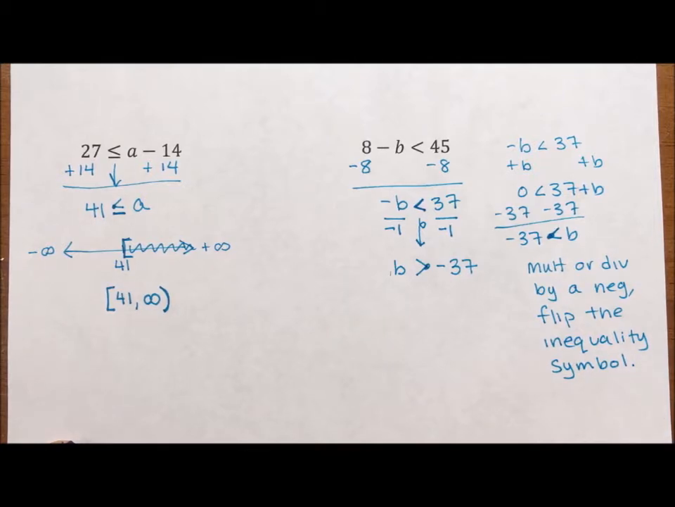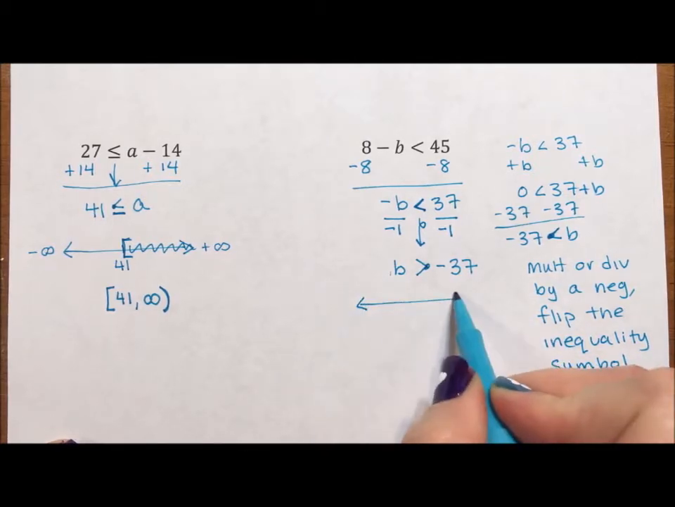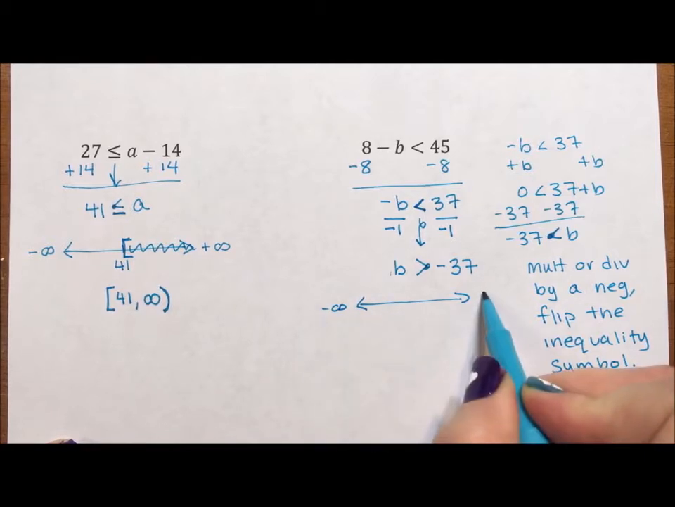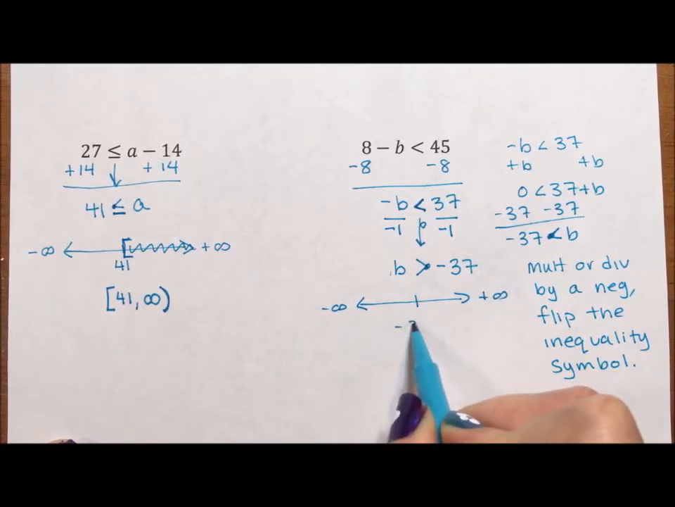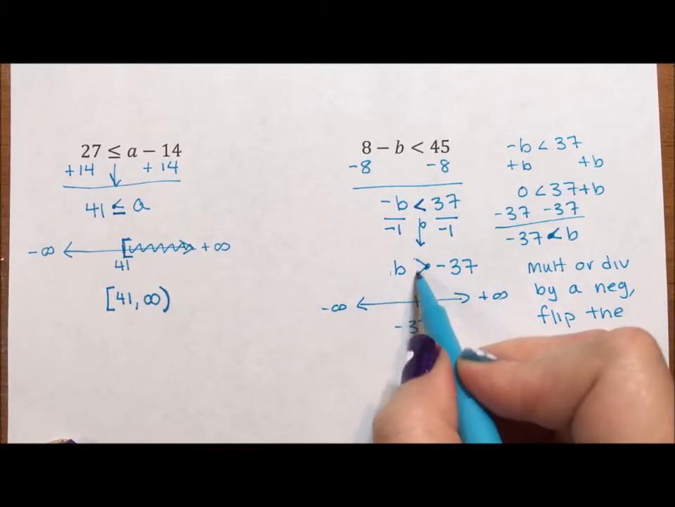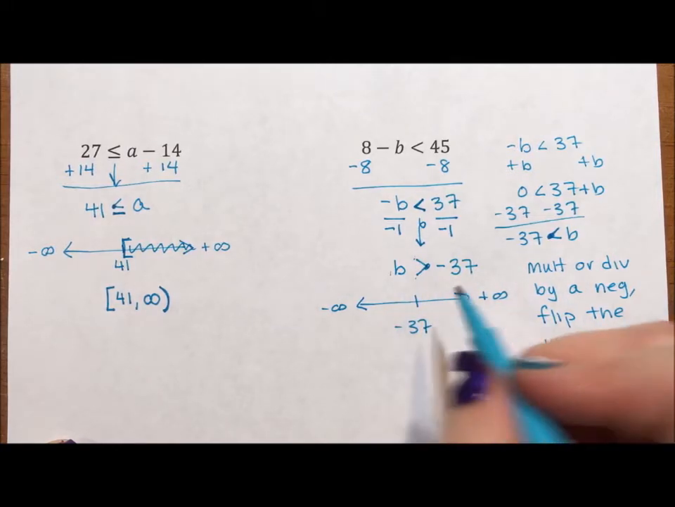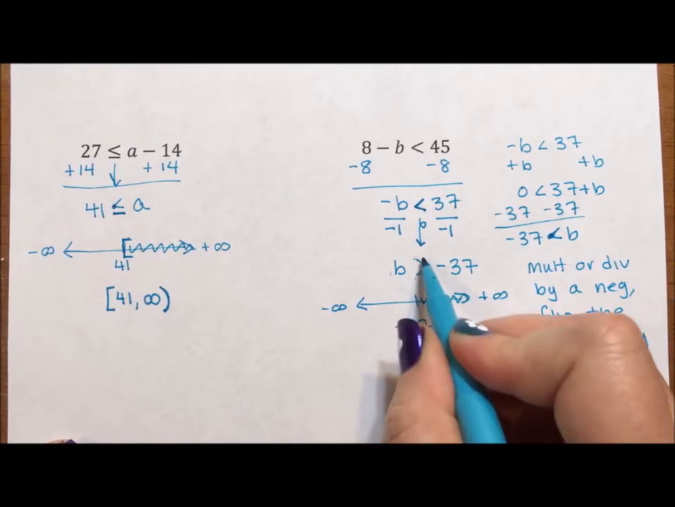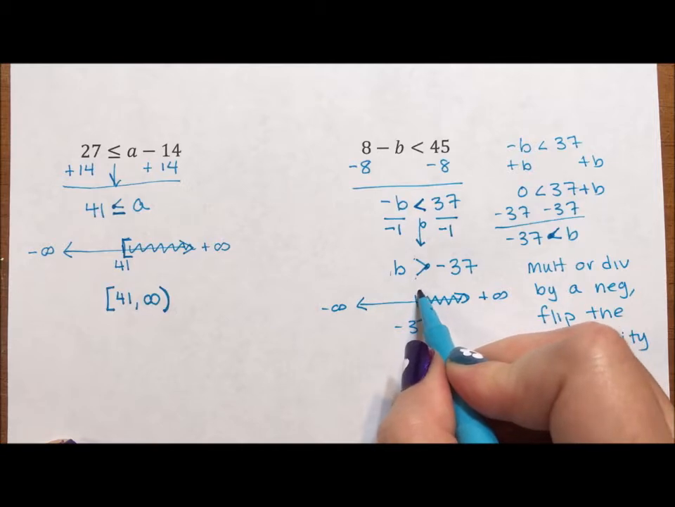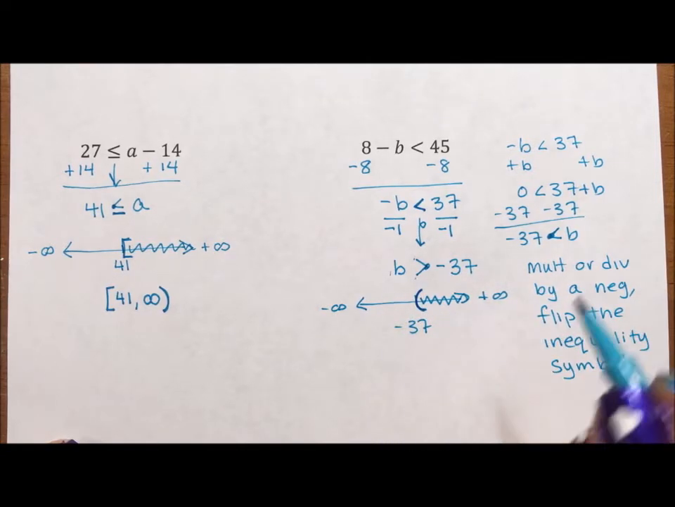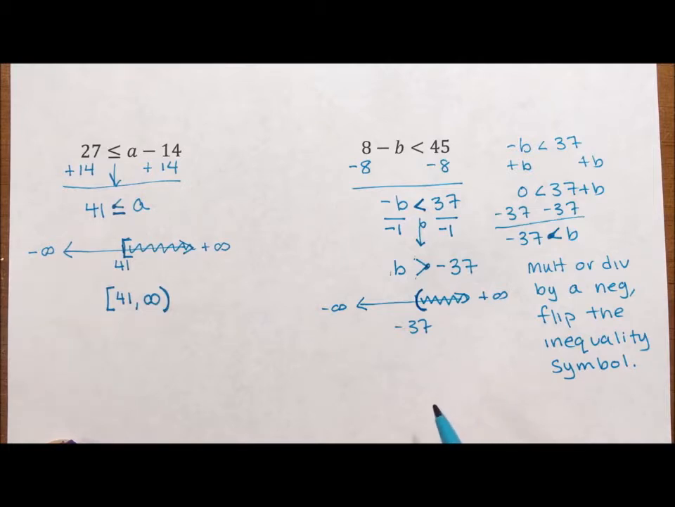All right. So then if I go to my number line, I have my negative infinity and positive infinity. I have my negative 37. B is bigger because it's on the bigger side of my inequality, so it goes this way. It doesn't equal because there's no equal sign, so we use a parenthesis, which means we're going towards negative 37 without equaling it. So our interval notation is going to be parenthesis, negative 37, comma, infinity, parenthesis.